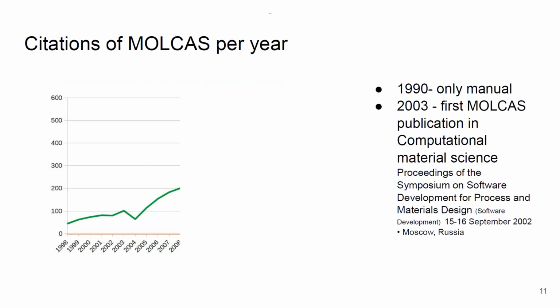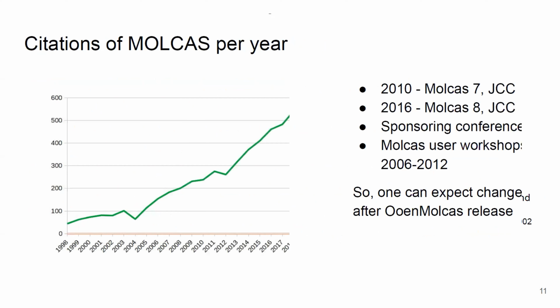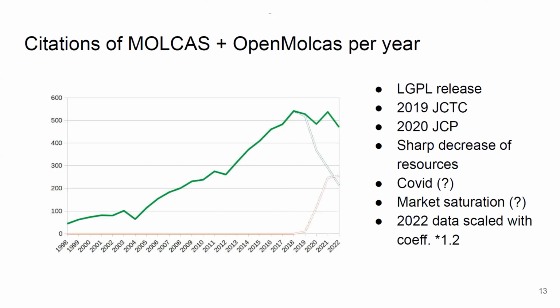One important thing, at least for me, as a criterion of a successful project, is how many times it's cited. In the 90s, there were only citations for the manual, a small amount. The first kick up was when we found a funny conference which actually had proceedings published in a journal. So we had our first publication for Molcas in 2003. Then the curve started to grow. It continued to grow when we had papers about Molcas 7 and Molcas 8. At that time, we were able to sponsor some conferences, a small sponsorship of course, and we had a lot of user workshops. So you can imagine how this curve will go after the release of OpenMolcas. Oh, sorry, spelling mistake.